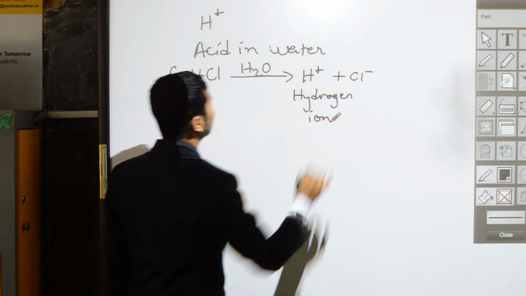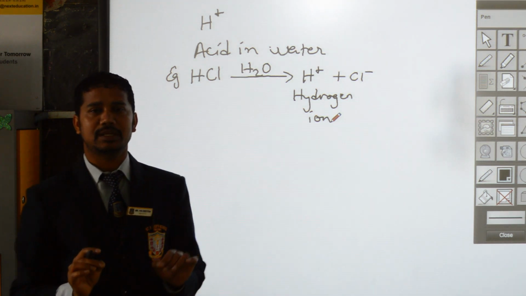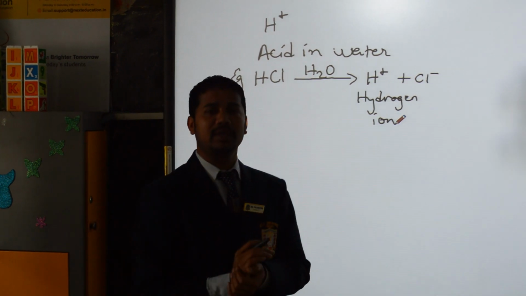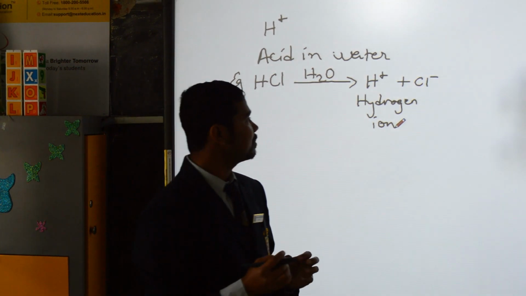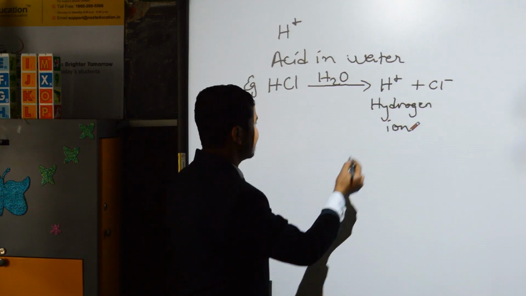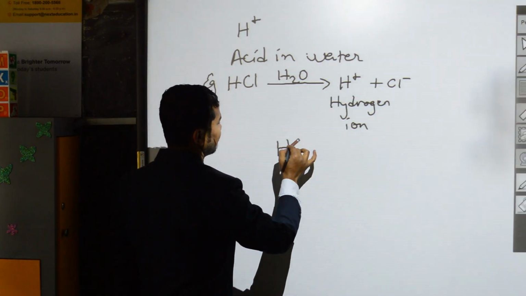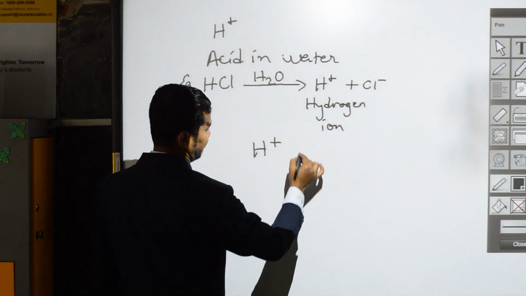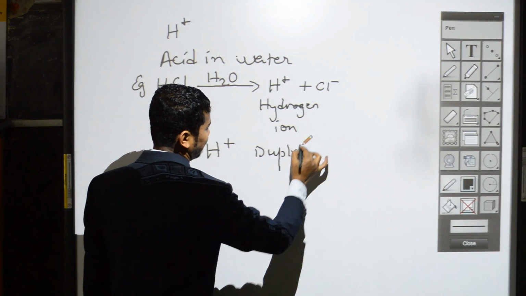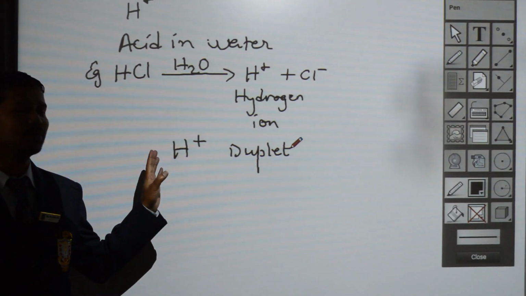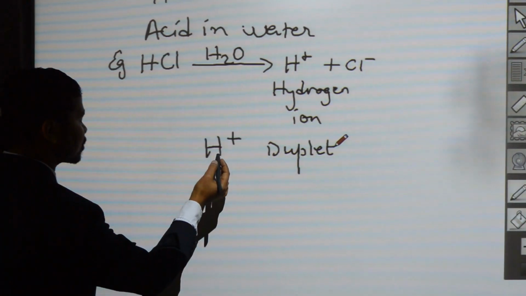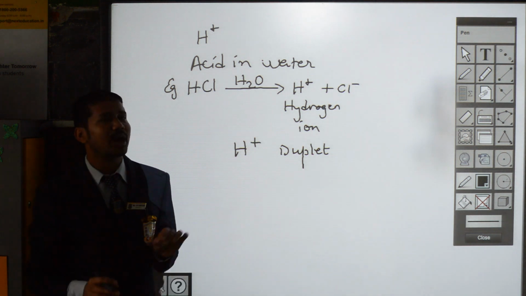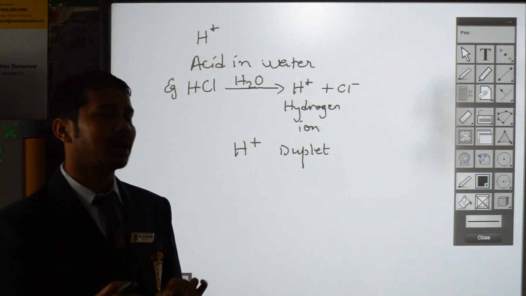Hydrogen ion. Now this hydrogen ion is unstable. It cannot exist independently. So it has to combine with water to form a stable compound. Now this is not stable, means it needs two more electrons to be stable. That means in order to complete its duplet, it needs two more electrons. So that means what we have seen here is hydrogen is short of a pair of electrons. So this is our second condition to form a coordinate bond.